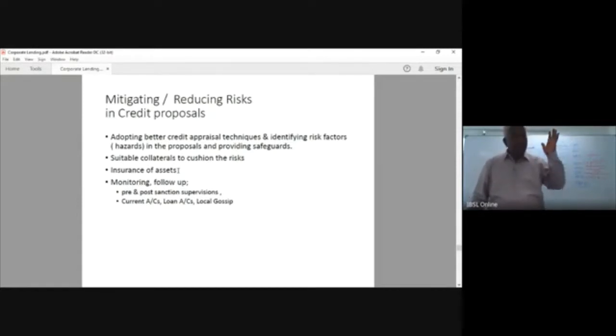Then monitoring and follow-up is very important. Pre and post-sanction supervision, that is, before granting the loan and after granting the loan, you have to do the supervision. Monitoring the current accounts and local loan accounts is always very important. At the same time, local gossip may also be helpful to you.